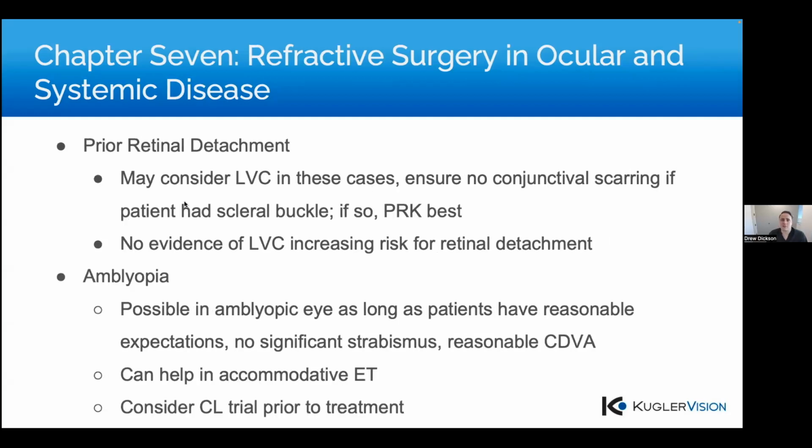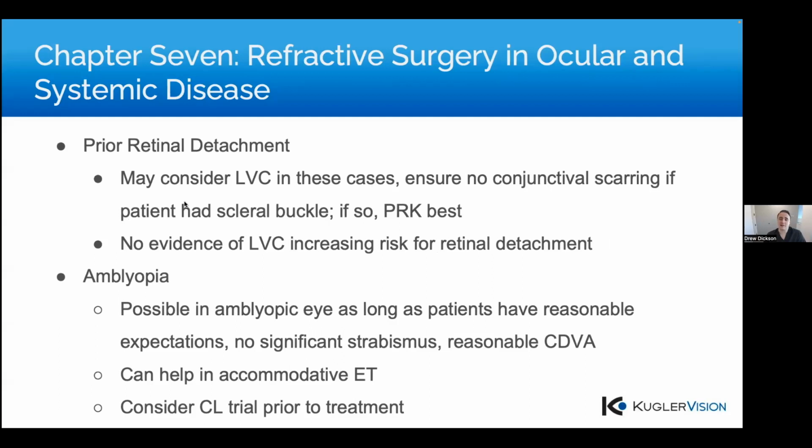Prior retinal detachment patients may have refractive surgery if things are stable. You need to make sure that they don't have conjunctival scarring to affect LASIK flap formation and suction. So if you are thinking about doing this, PRK is best. There's no evidence of LASIK or PRK increasing the risk for retinal detachment, but often these patients are myopes and inherently at more risk because of that for retinal detachment.